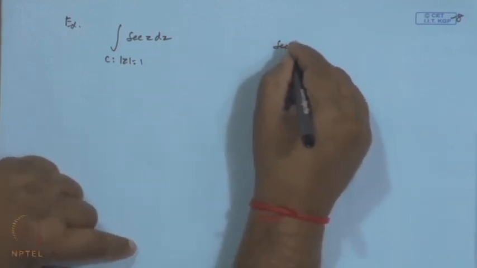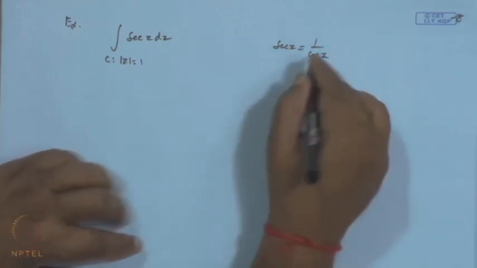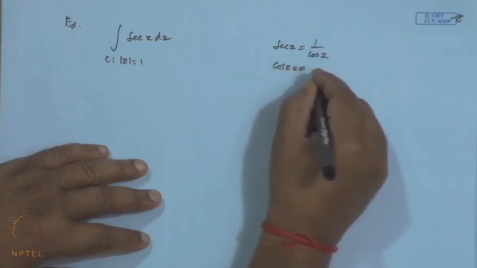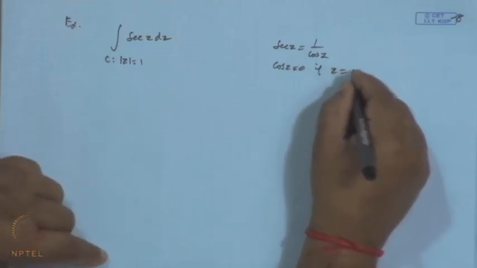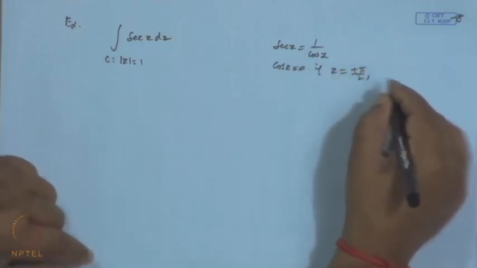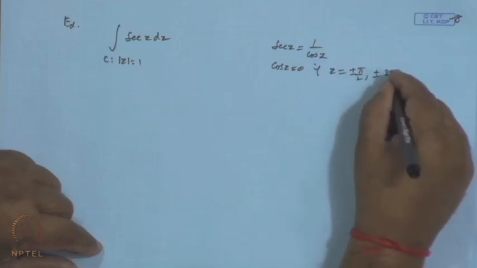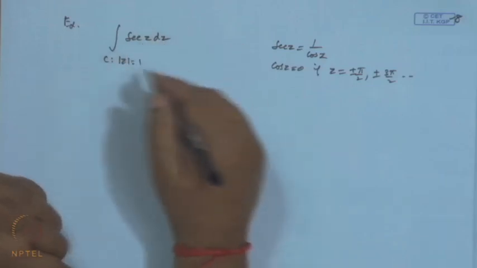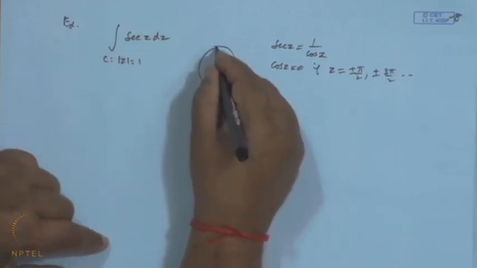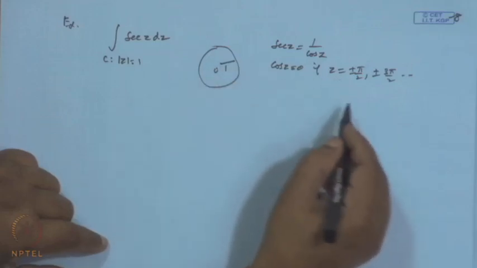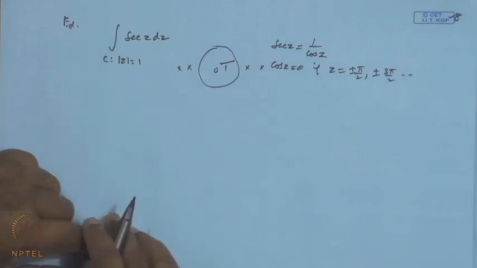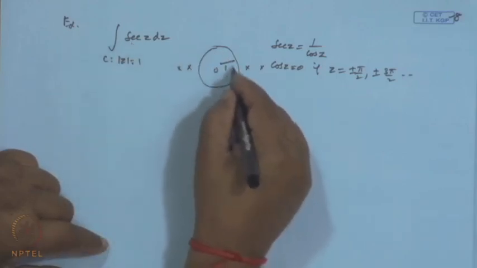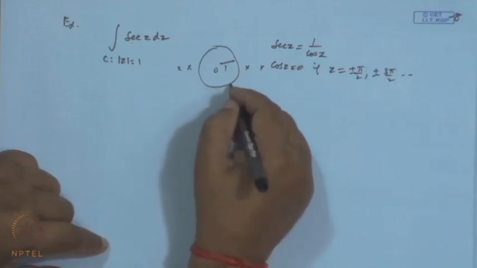Now, what is sec z? Sec z is 1 by cosine z. So, cosine z becomes 0 if z is the point plus minus pi by 2, plus minus 3 pi by 2. These are the points where it becomes 0. So, the function is not well defined at these points. But if we look at the circle centered at 0 with radius 1, then all these points lie outside. So, the function sec z is analytic inside as well as on the boundary of this C.